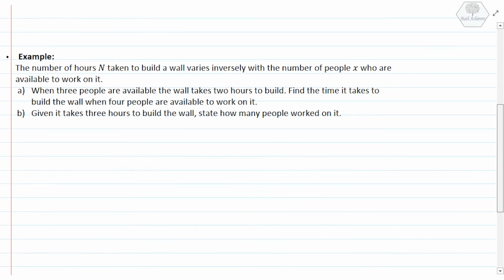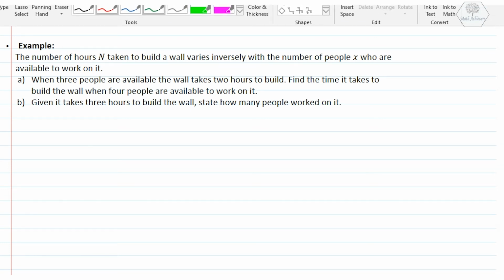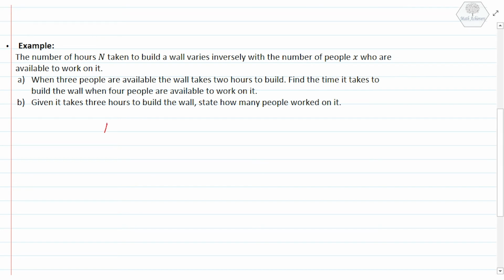The number of hours, n, taken to build a wall varies inversely with the number of people, x, who are able to work on it. So I have an inverse relationship. So n is inversely proportional to x. So I can write it as n is equal to k over x.